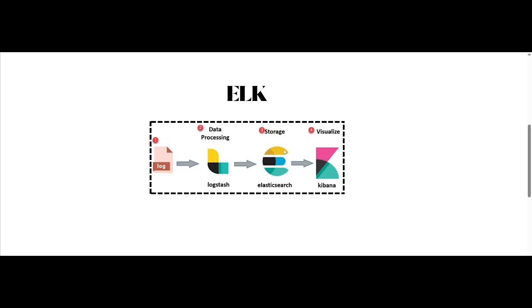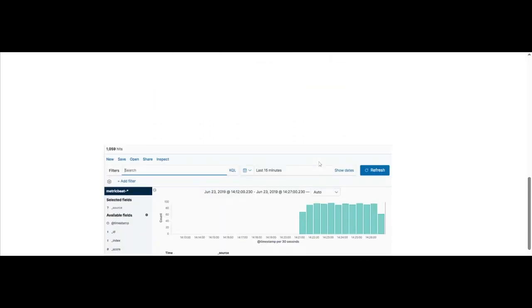Elasticsearch stores that log data, processes it and sends it to Kibana, and in Kibana we can see those logs through a dashboard. Kibana basically looks like this. This is the Kibana dashboard, where you can see all the logs from a log file.